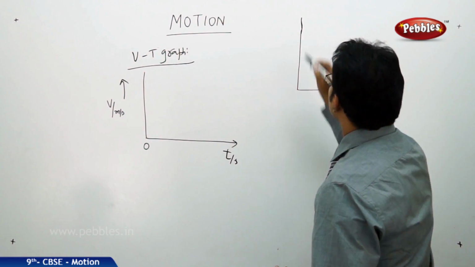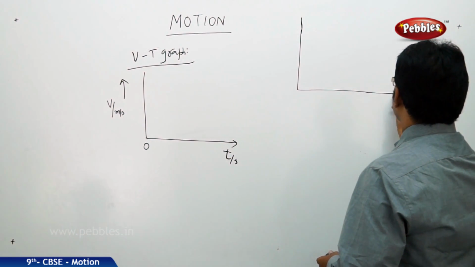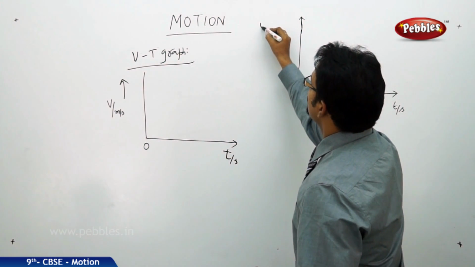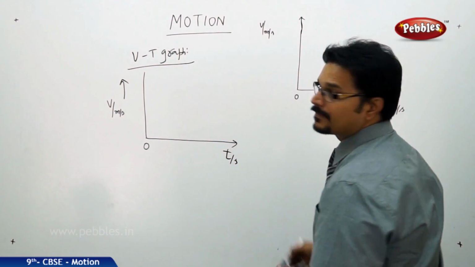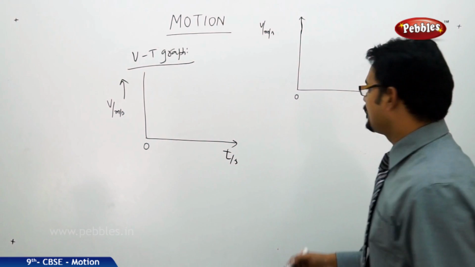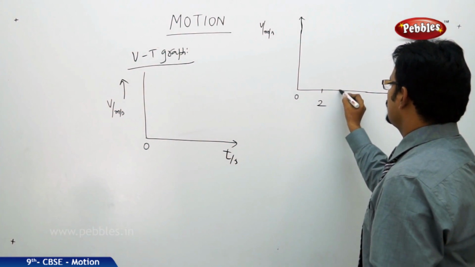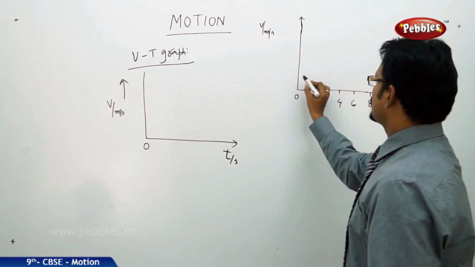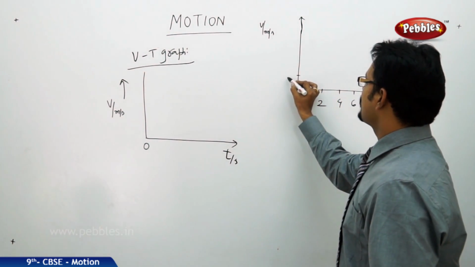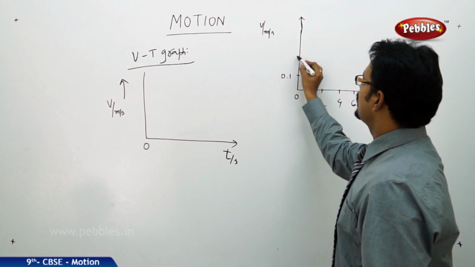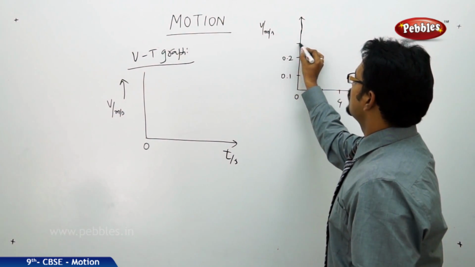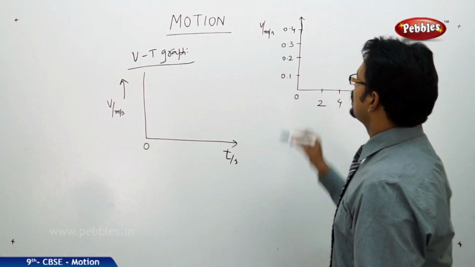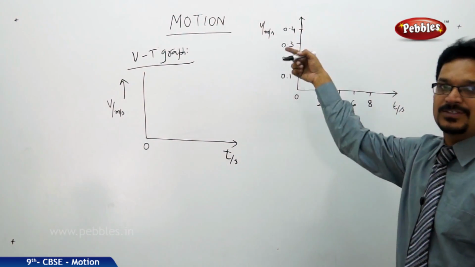The x-axis is time in seconds, the y-axis is velocity in meters per second. Yes, meters per second is the unit of velocity. Now the times are taken as 2, 4, 6, 8, imaginary time intervals, and the corresponding speeds I'm taking are 0.1, 0.2, 0.3, 0.4. These are the speeds, or you can say velocity.